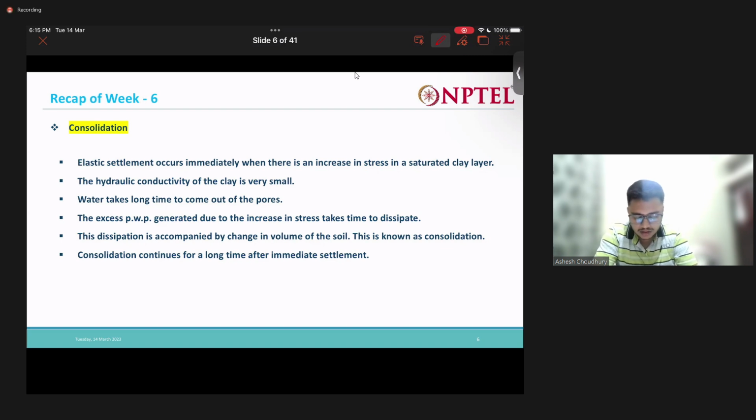So this is the last thing, in the last line, you can see it's written again there. The consolidation continues for a long time after the immediate settlement. Immediate settlement happens as soon as we apply some load. Why does immediate settlement happen? It happens due to the elastic deformation of the soil grains, and after the immediate settlement there is the consolidation.